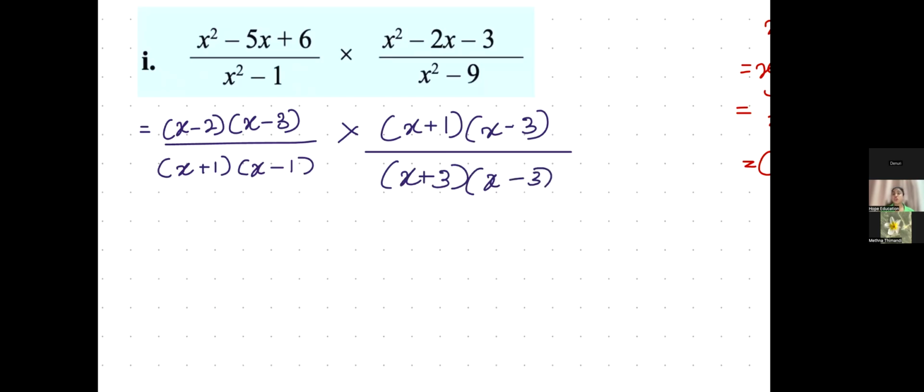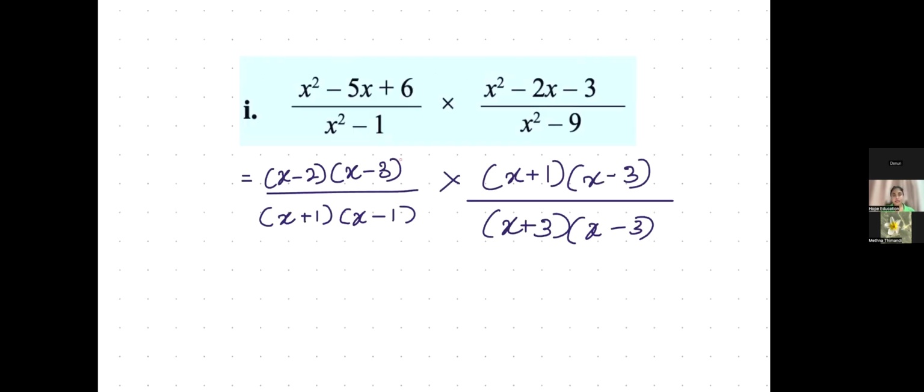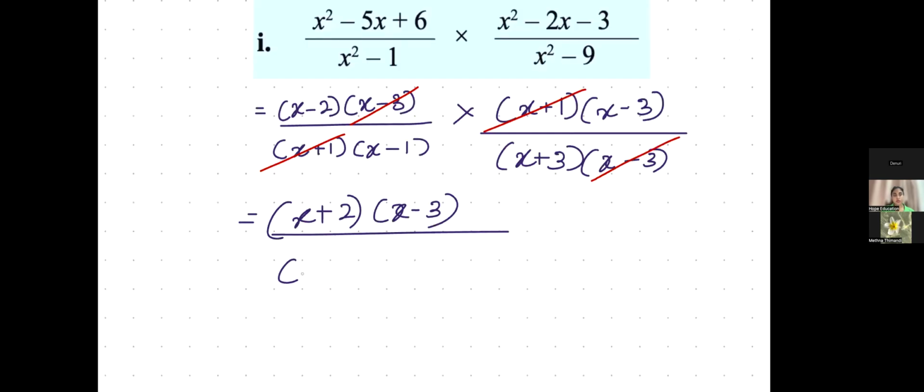Now let's do cut and chop. Here x minus 3, here x minus 3. Here x plus 1, here x plus 1. Anything else? Nothing else, no? So in the numerator we have x plus 1 and in the denominator we have x plus 3. So this is the final answer.